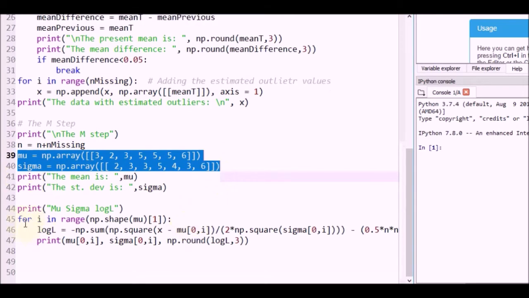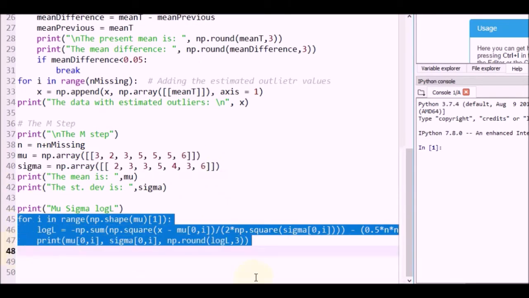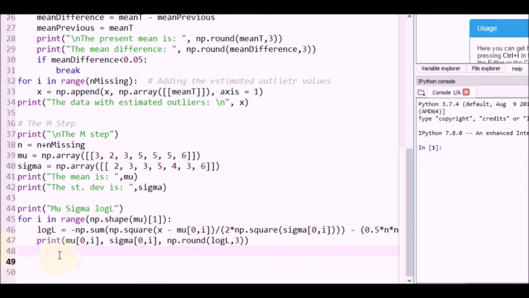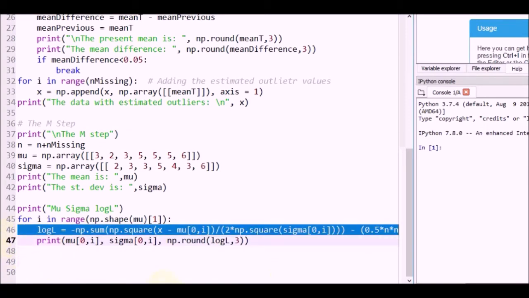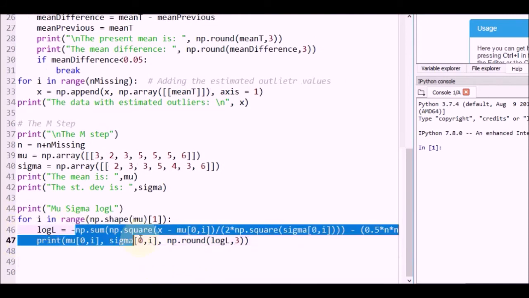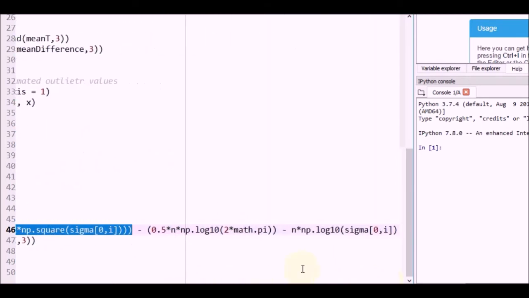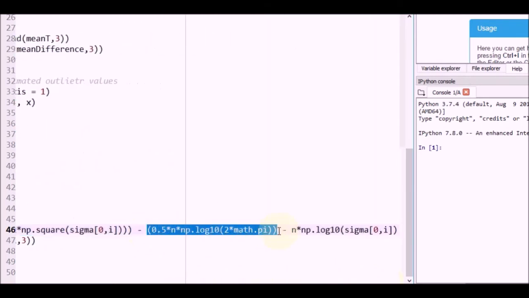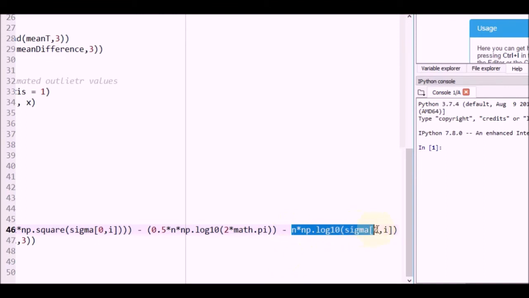These are the lines for the M step, where a set of mean and sigma values are there, and for each set of mean and sigma values we calculate log L. This is the calculation part. Here the summation part is there: summation i equal to 1 to n of (x minus mean) square divided by 2 sigma square. The next part is 0.5 into n into log 2 pi, and finally minus n into log sigma.